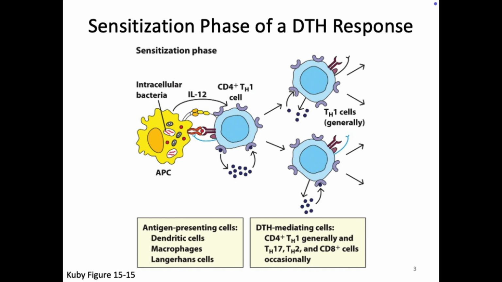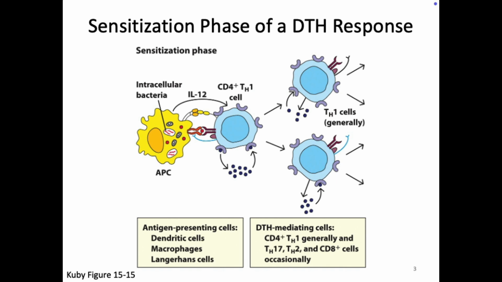With a DTH response, it's the same kind of thing. We have 2 phases. We have a phase that happens the first time you see the antigen, which is the sensitization phase. And really that is the same idea as the sensitization phase that we saw in other places, in that the sensitization phase is where we are actually activating naive cells. And so we don't see a response the first time we see the antigen. Instead, we see the sensitization phase.